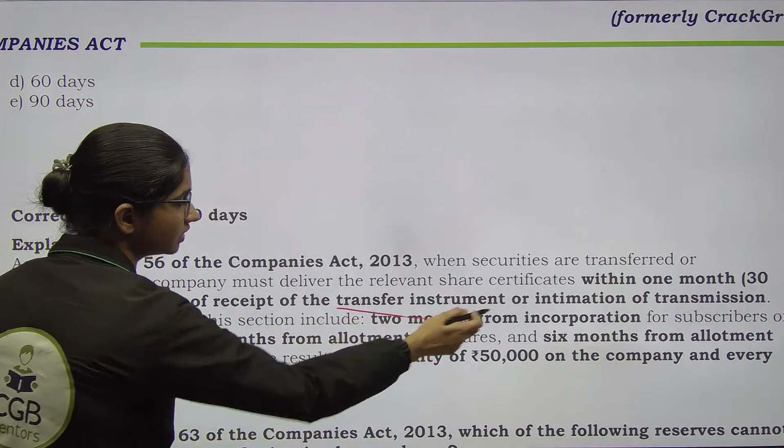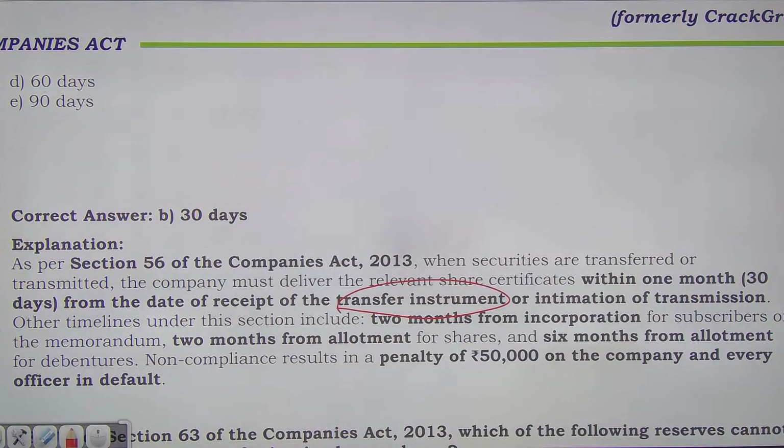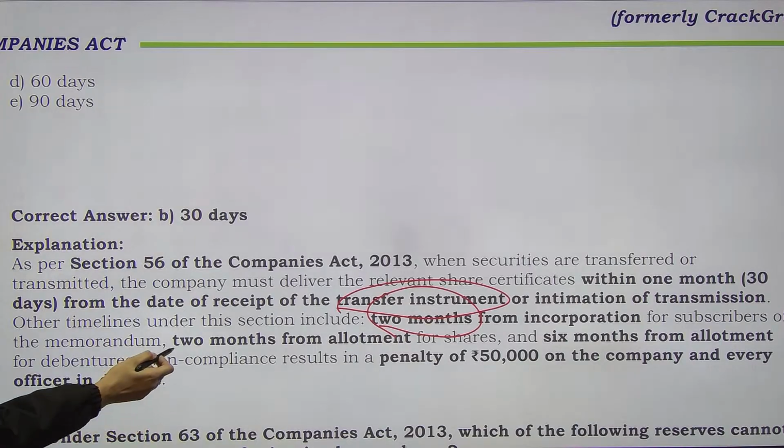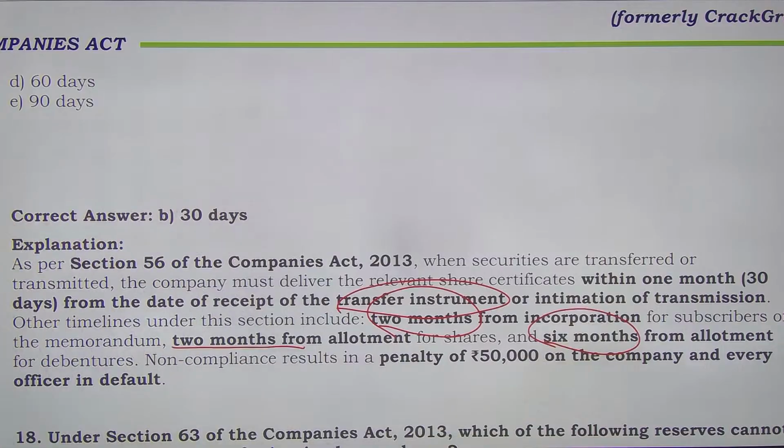तो please remember कि transfer के केस में it is 1 month और 30 days, ठीक है. 2 months for what? For incorporation के केस में या allotment of securities के केस में, and also for debentures के केस में it is 6 months, okay. Allotment of debenture वाला case, right? So in this particular timeline, the company can issue the certificates of the respective securities.